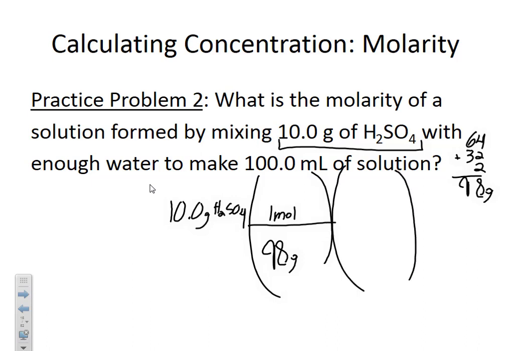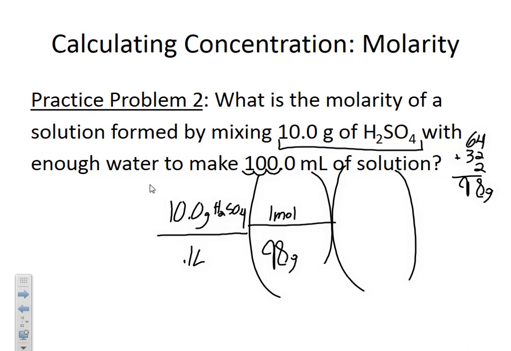The next thing that we need to do is look at our solution. So I have 10 grams with enough water to make 100 milliliters of my solution. So now what I need to do is convert this into liters. You can either do it as a conversion or mathematically. We know milli, so 1, 2, 3. So you have 0.1 liters.